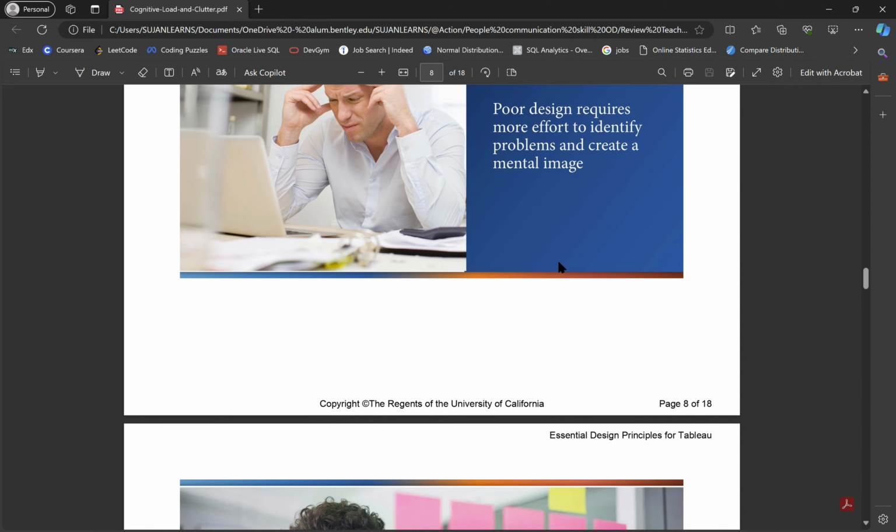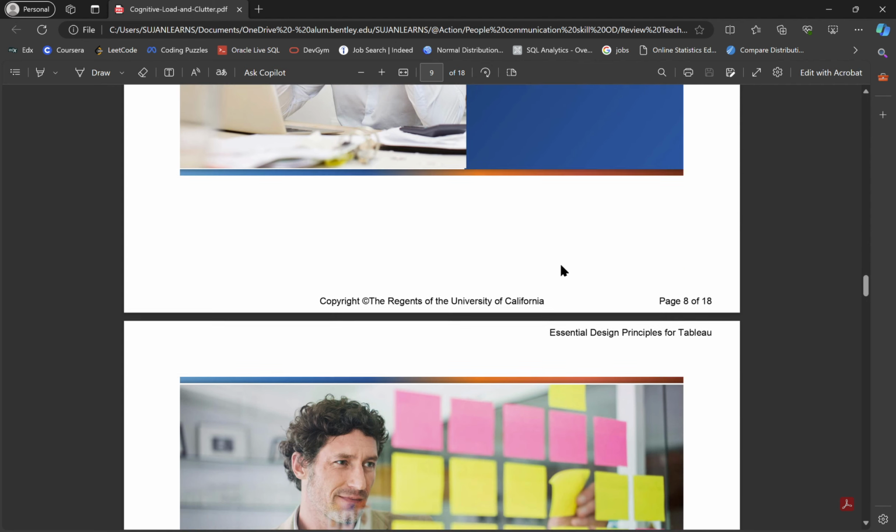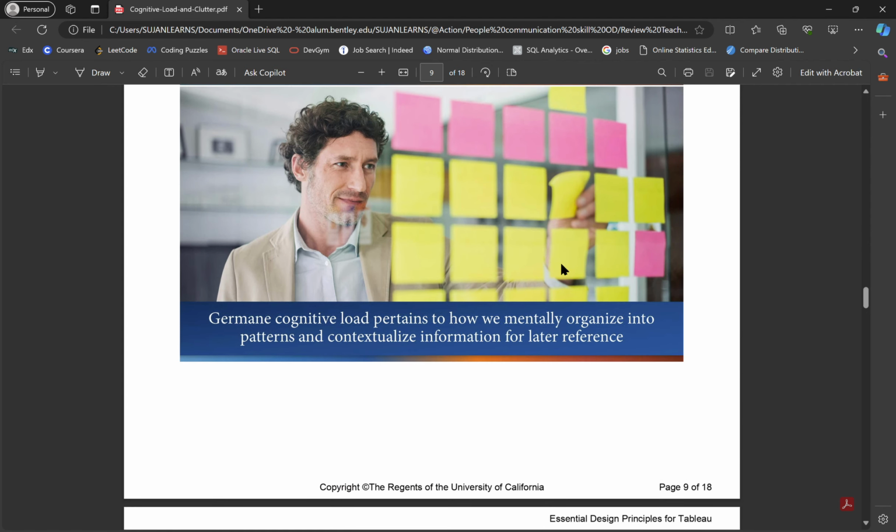Now, lastly, what is the third one? Germane cognitive load. Can somebody tell me what germane cognitive load is? Just think about it. All right. So germane cognitive load is how hard it is to really understand information, and how hard it is to remember the information for later use. That's what germane cognitive load is.